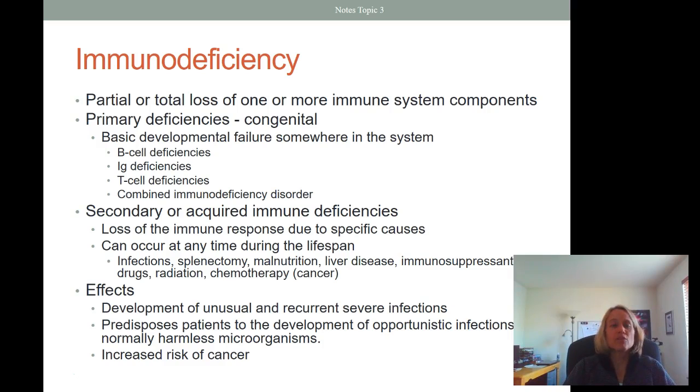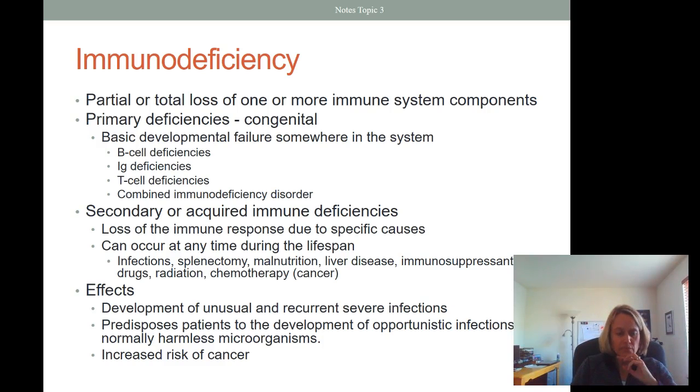Okay, let's talk about immunodeficiencies. So that's completely opposite of a hypersensitivity. With immunodeficiency, we have a partial or total loss of one or more immune system components. We can divide these into primary deficiencies, which are congenital, or you're born with it, and secondary or acquired immunodeficiencies. Primary deficiencies involve a developmental failure in the system. We can have B-cell deficiencies, antibody deficiencies, T-cell deficiencies, or combined immunodeficiency disorders, which involve deficiencies in both B and T cells.